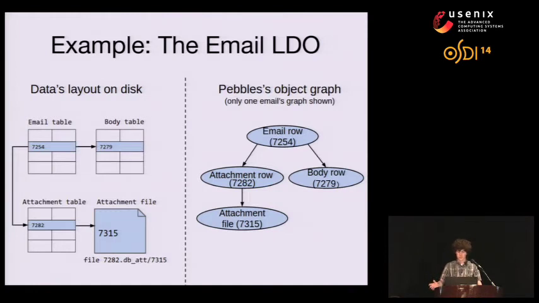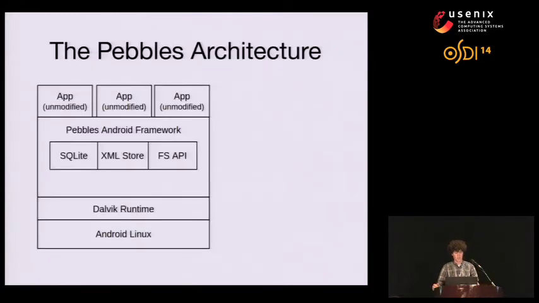But things aren't really so simple. In the real world, developers don't always explicitly define these foreign keys. And as you can see in the graph, there's also a raw file that needs to be connected to the graph. So to construct this graph, we use a number of mechanisms and leverage taint tracking to very accurately discover these relationships. And we detect LDOs that are more complex than this one, which I'll show you in a moment. But before I go into that, I'll talk about the high-level architecture of Pebbles.